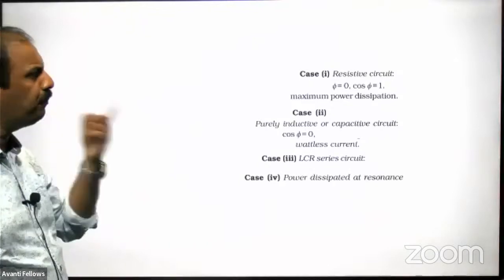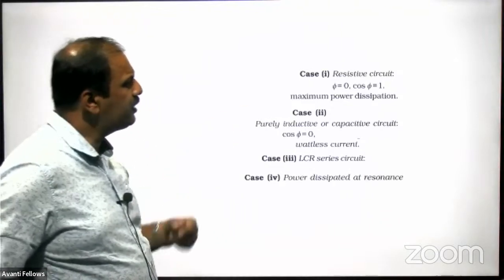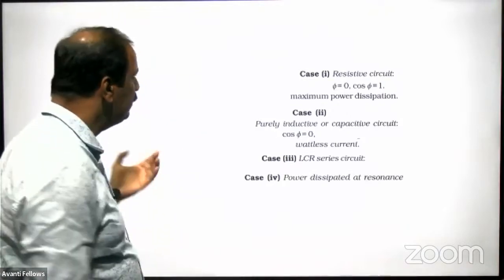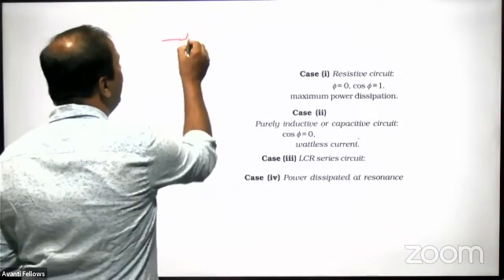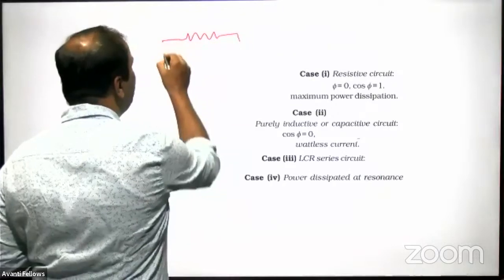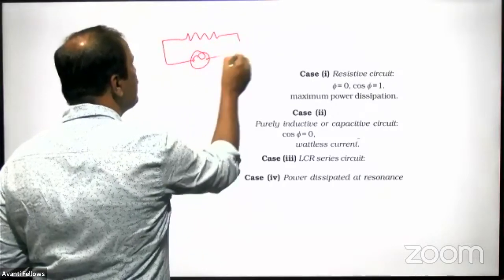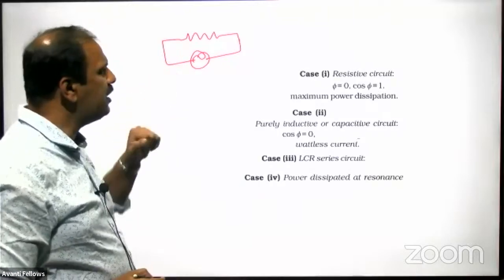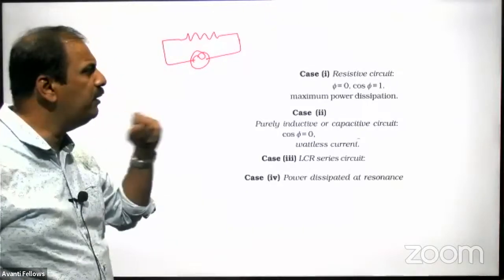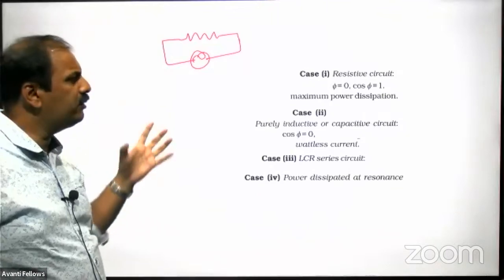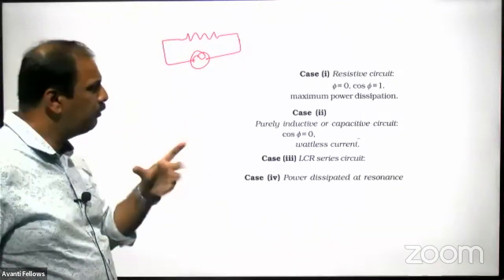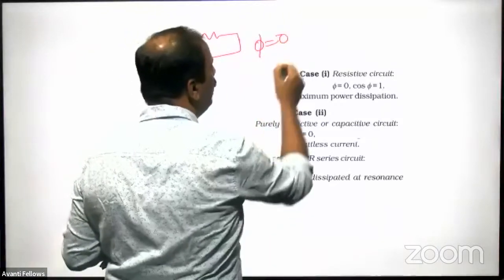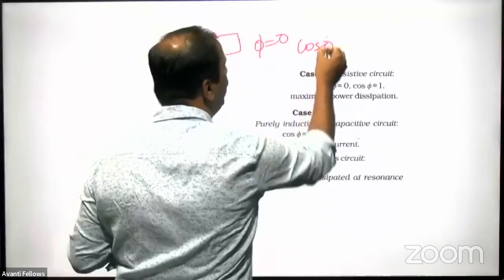So if you have a resistive circuit, that is, you have pure resistors only. Only resistance is there. There is no capacitor or inductor. That's the meaning. So if only resistor is there, there is no angle between the voltage and current. So the current and voltage will be in phase. So the phi will be 0. So cos phi will be equal to 1.